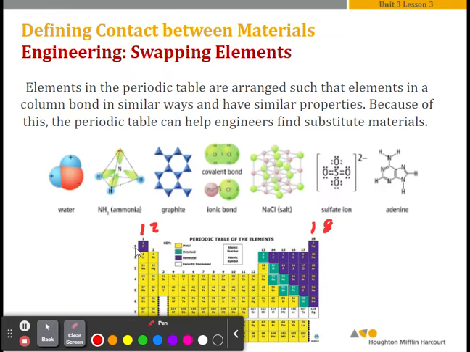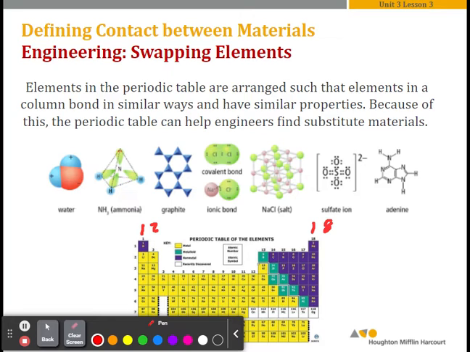So it just so happens that the elements in column 1, like sodium, bond fairly easily with the elements in column 17. So that's where you get sodium chloride from. Sodium comes from column 1, and chloride or chlorine comes from column 17.